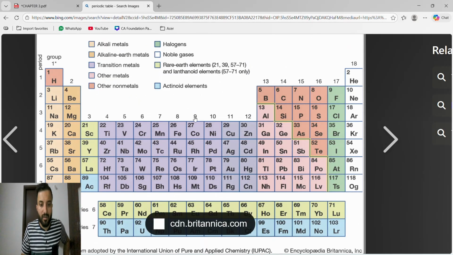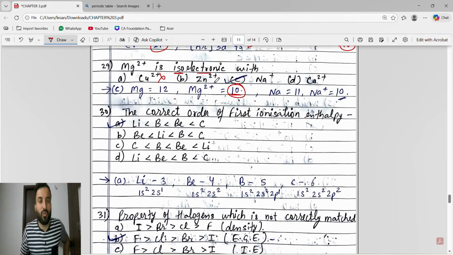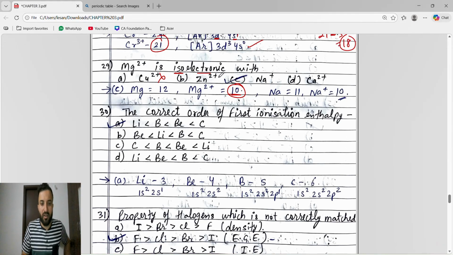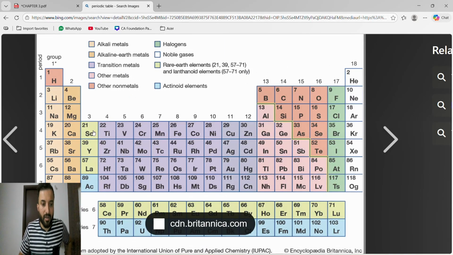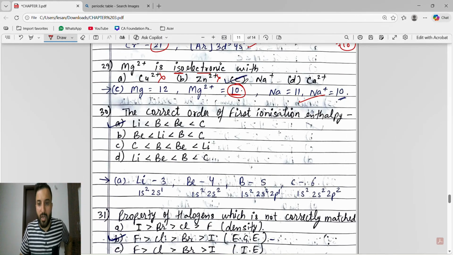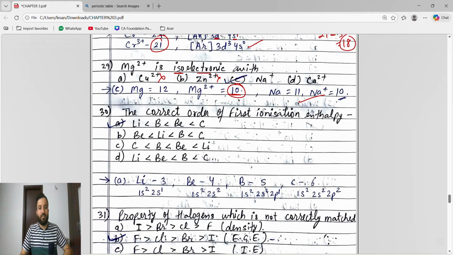Zinc. See zinc. Zinc is how much? It is 30. 30 we have to remove 2. 30 minus 2 is 28. No. Sodium is 11. From there we have to remove 1. 11 minus 1 is 10. Yeah. Calcium is also, guys, calcium is very far. Calcium is 20. From 20 we'll remove 2, 18. So this is the answer, C number.